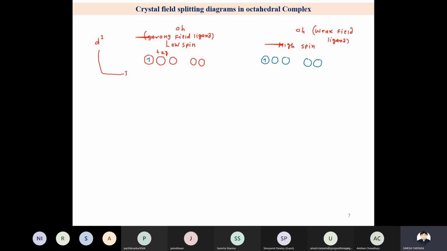But if you have d2, then what happens? d2 will be the same as d1. In d2, t2g fills first, so two electrons come into it. In low spin, pairing will take place, so the electrons get paired. But in the case of a high spin complex, the electrons remain unpaired in this way. What is the case of d3?